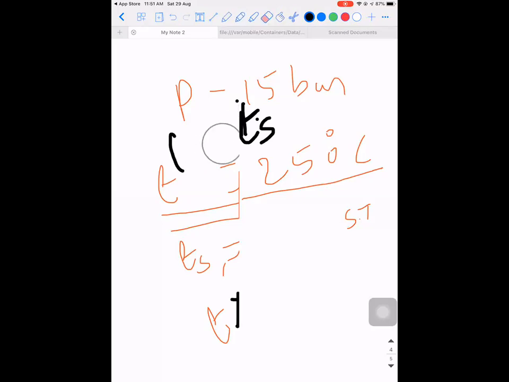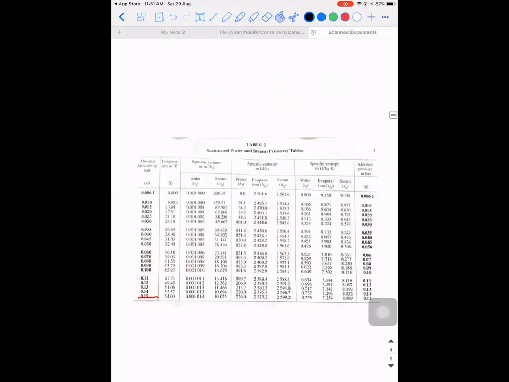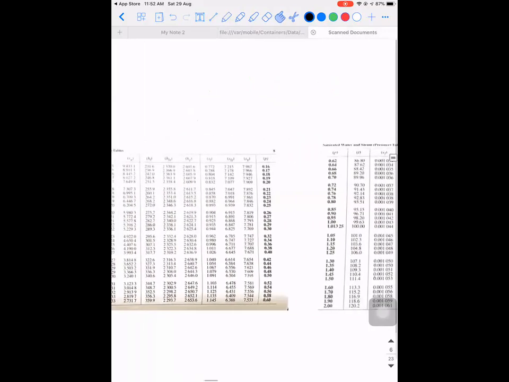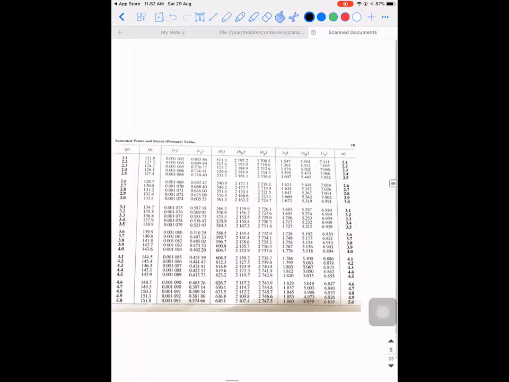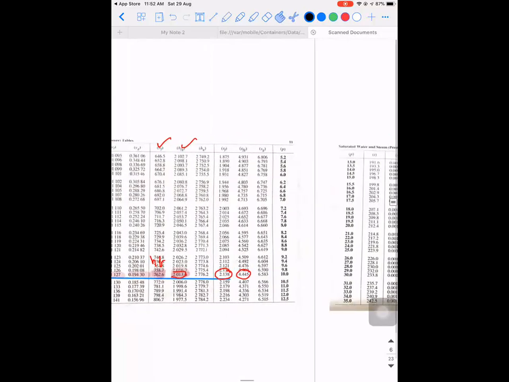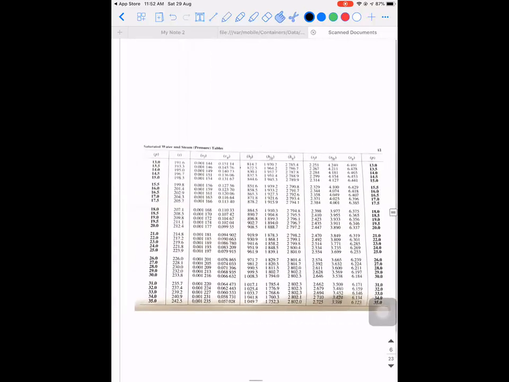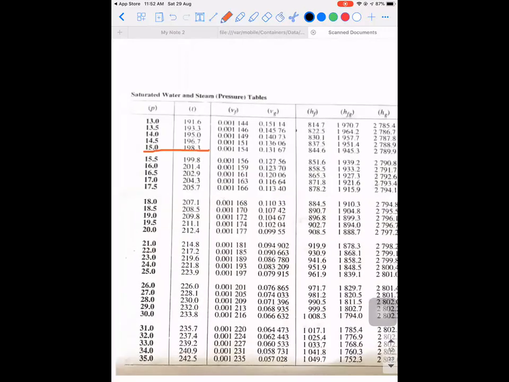What is the saturation temperature against 15 bar from your steam tables? I will move like this. This is 0.15, 2 bar. The maximum is 5 bar. In this, 12.5 is the maximum. And here you can observe this is 15. So 198.3 is the corresponding temperature.